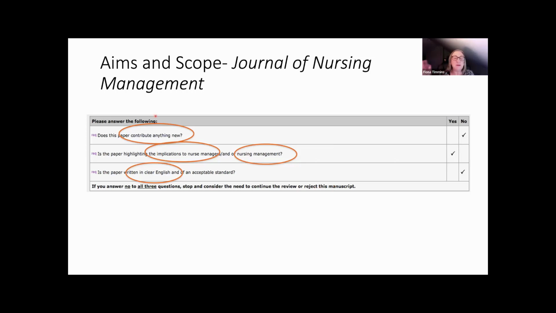So there's three main tips. What's new? Have you followed alongside the aims and scope? Are you speaking to the audience? So in this case, our nurses, nurse managers. And of course, is it of clear English and acceptable standard?